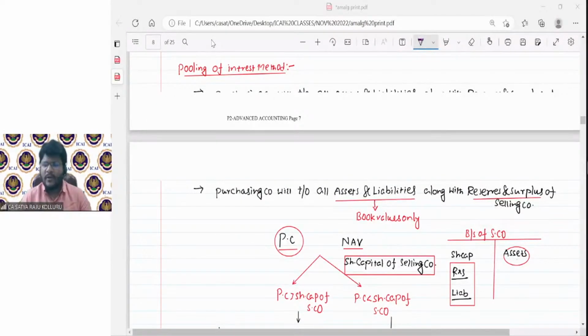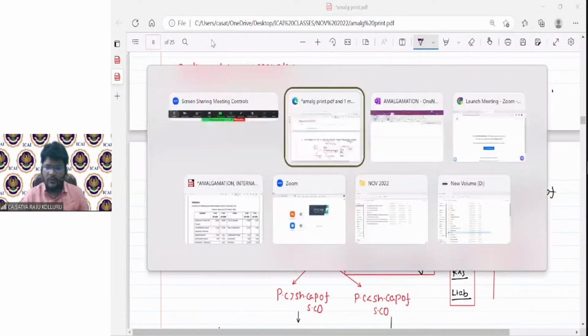Then we can resolve some other problems related to previous examinations as well. Then, if time permits, I'll start the chapter Internal Reconstruction with a small intro in this lecture itself. Otherwise, we can take it up in the other lecture. So that is the agenda for the current lecture. Without wasting much time, please all of you come to my OneNote.